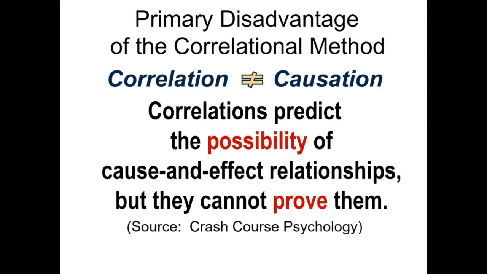The primary disadvantage of the correlational method is that correlations do not identify the causes of behavior. I really like the way that Hank Green of Crash Course Psychology sums up the correlational method. He says, correlations predict the possibility of cause and effect relationships, but they cannot prove them. I like this because it succinctly describes both the disadvantage and the advantage of the correlational method. While it is true that correlation does not equal causation, correlations do predict the possibility of causation.